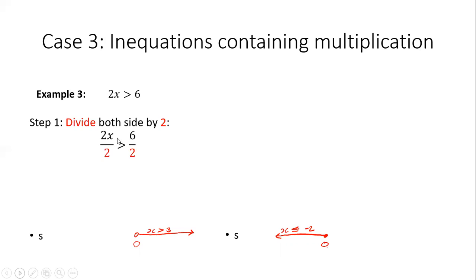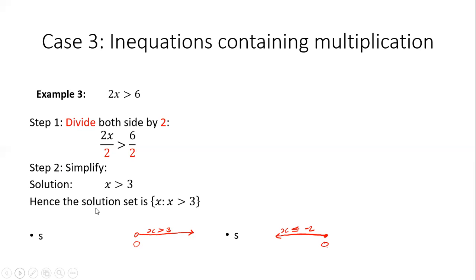This is how you would state it. So it would be 2x all over 2 greater than 6 all over 2. Then what would you do next? You're going to simplify. When you simplify, what do you get? You will get x is greater than 3, as you can see here. Then your solution set would be the set of all x's such that x is greater than 3.